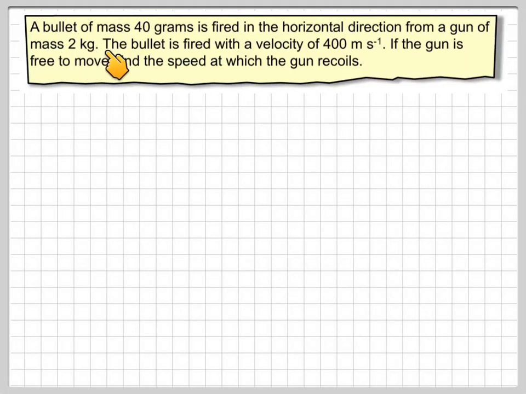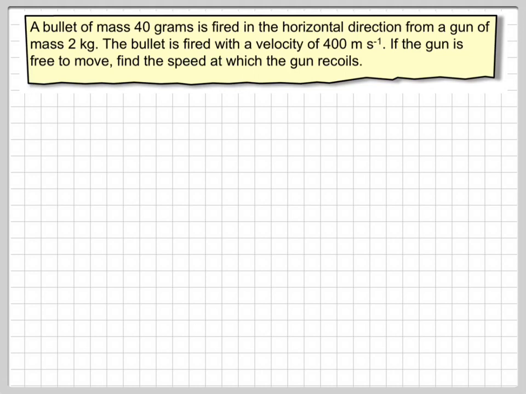Okay, we've got the mass of a bullet, 40 grams, fired in a horizontal direction from a gun of mass 2 kilograms. The bullet is fired with a velocity of 400 meters per second. If the gun is free to move, find the speed at which the gun recoils.